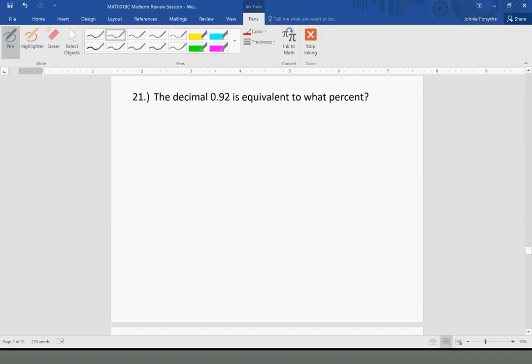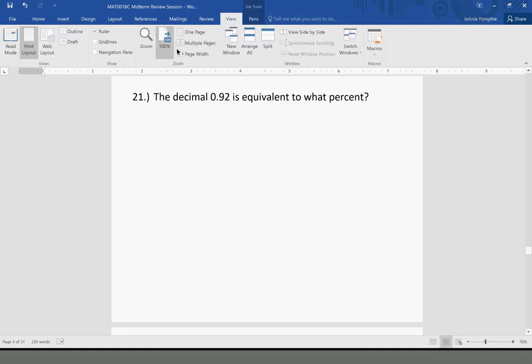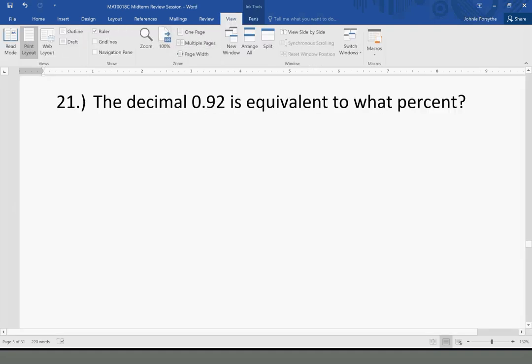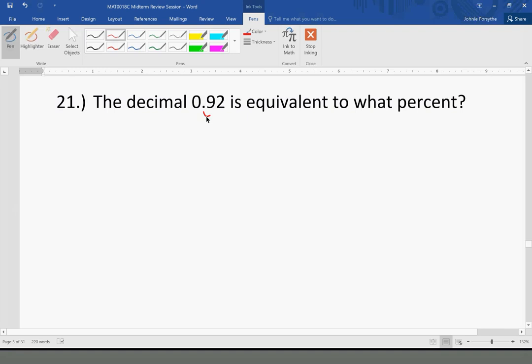All right, 21. The decimal 0.92 is equivalent to what percent? So to go from a decimal to a percent, the easiest way to do that is to just move the decimal value 2 places to the right. So 1, 2, that would be 92. So it's 92%.